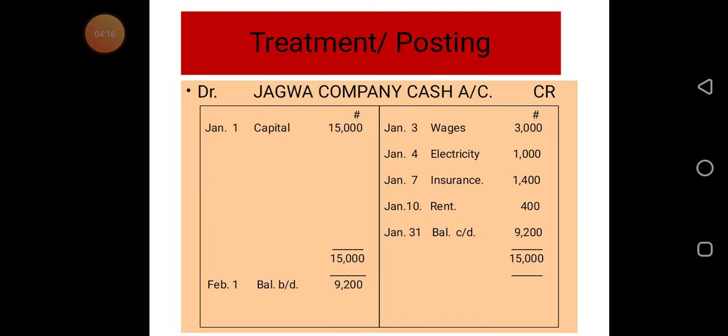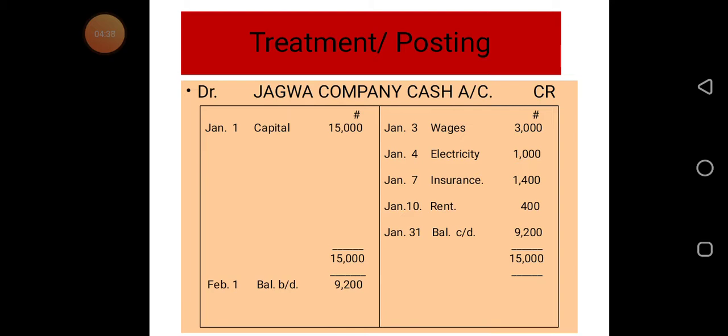So from there, we start doing the expenses. On the 3rd of January, the expenses were made. He paid wages of 3,000 naira. On the 4th, he paid electricity bill of 1,000 naira. On the 7th, he paid insurance of 1,400. On the 10th, he paid rent of 400 naira.